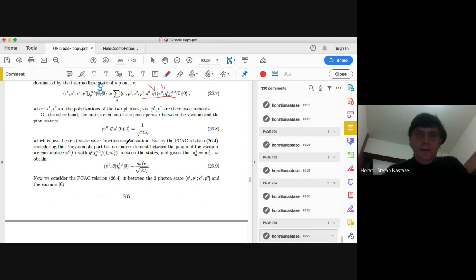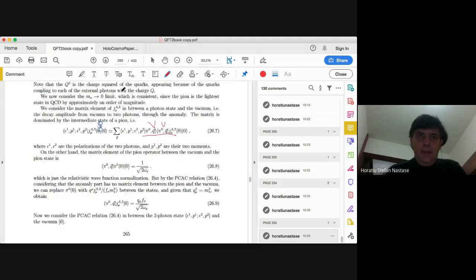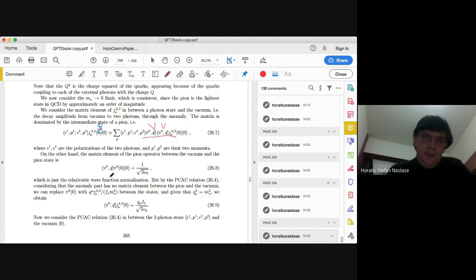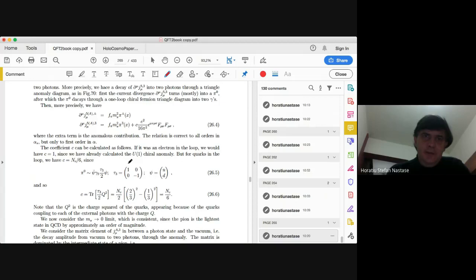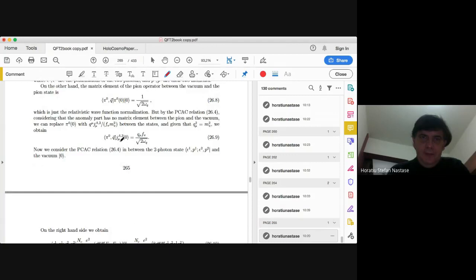But then if we look at the Adler-Bell-Jackiw relation, we have here the pion pi zero, and considering that the anomaly itself has no matrix element between a pion and the vacuum, we can relate this matrix element with the matrix element of ∂_μ j^μ5 component 3. So we can replace pi zero in here with q_μ, the derivative in momentum space, of j^μ divided by f_π and p squared. And then we also remember that q² is m_π squared.